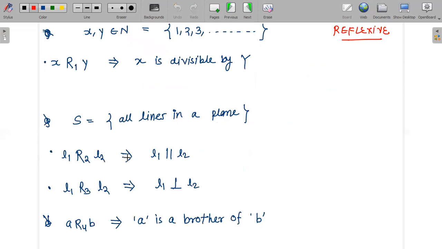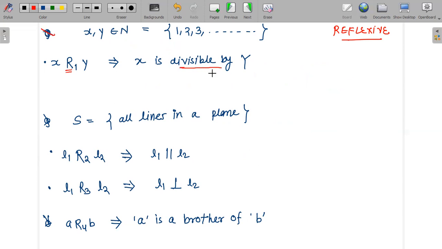Let me take another example for a better understanding. In this one, just have a look at the first one. I have defined this relation using the set builder form. The definition of relation R1 is given which binds element X with Y such that X is divisible by Y.